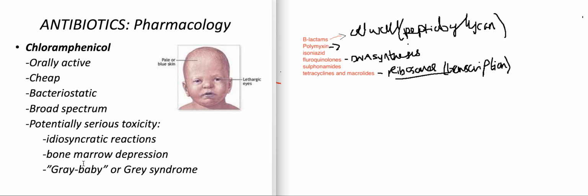Side effects of chloramphenicol: it's a bacteriostatic drug, in the sense that it doesn't kill off the bacteria, all it does is prevent replication of the bacteria. It's potentially seriously toxic. In newborn babies, we have a syndrome called grey baby syndrome. It can cause idiosyncratic reactions, like skin abscess, skin burn, and various different types of unwanted side effects.